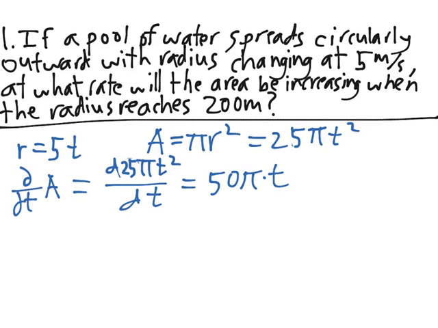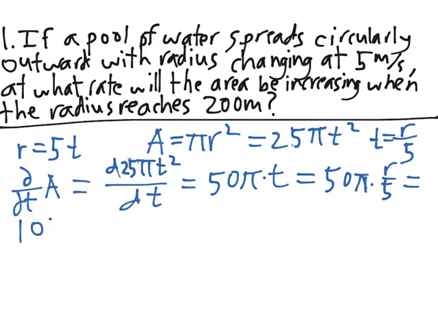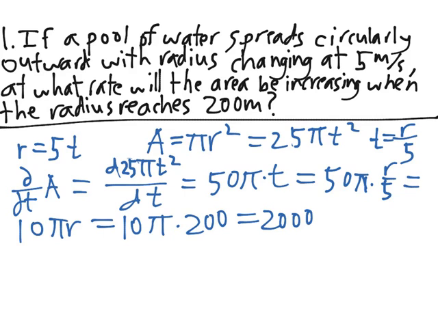times t. And from here, we know that t is equal to r over 5, since r is equal to 5t. So we can rewrite this in terms of r as 50 pi times r over 5, which is equal to 10 pi r, and we know that the radius is 200 meters. So the value of dA/dt that we want is at r equals 200. So we have 10 times pi times 200, which equals 2,000 pi. So the area changes at a rate of 2,000 pi when the radius reaches 200.